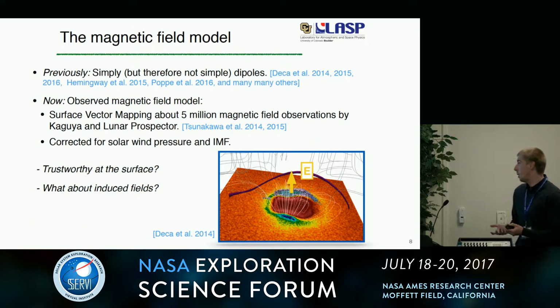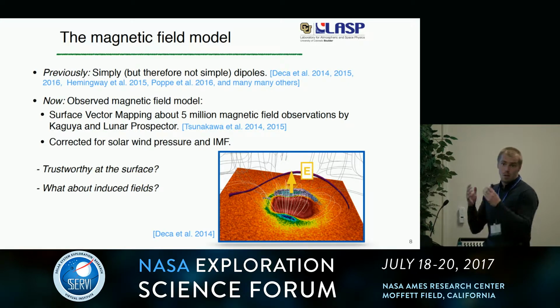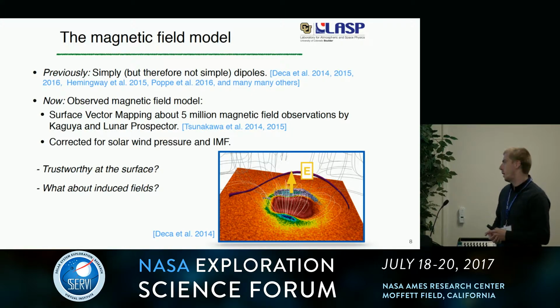So two things, of course, you need to keep in mind with this model. Although it's based on a ridiculous amount of observations, all these observations are made above the surface, above the region where it gets interesting. So you always need to keep in mind how trustworthy these fields actually are at the surface. And a second thing, which is not included, where the model is not corrected, is of course the induced fields, the induced electric fields, by the lunar magnetic anomalies themselves.